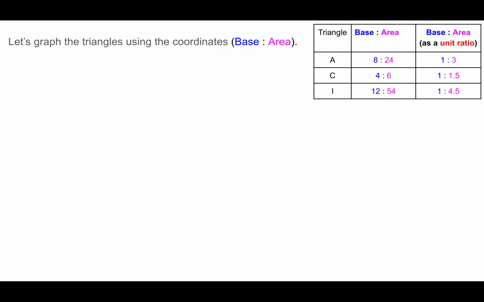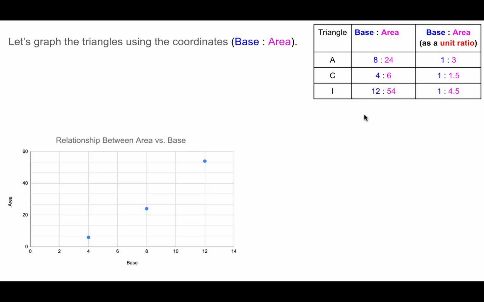Now let's graph these triangles, and we're going to use the coordinates base to area. We're not going to use the unit ratio, we're going to use the first one that we had. Again, we're going to make the base be the x and the area be the y. So for triangle A, it's 8 to 24. For triangle C, 4 to 6. And for triangle I, it is 12 to 54.